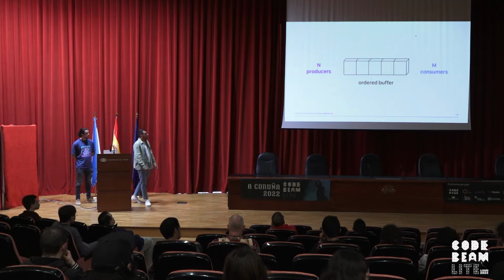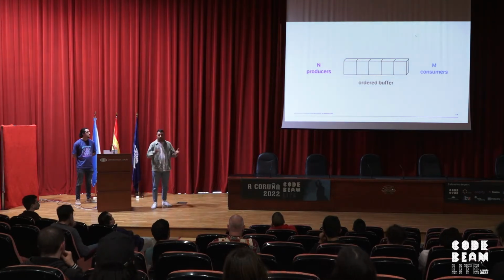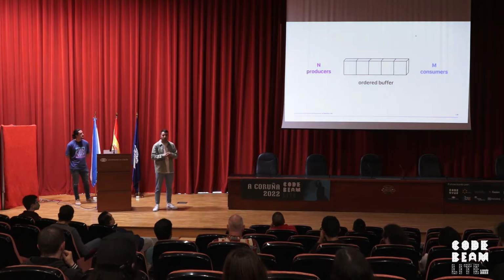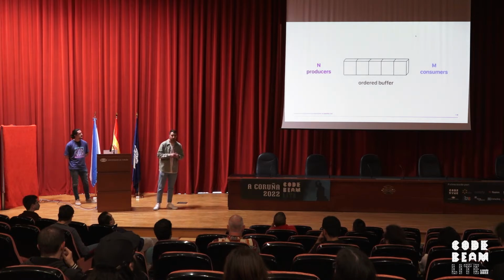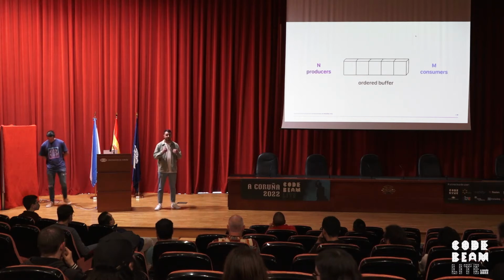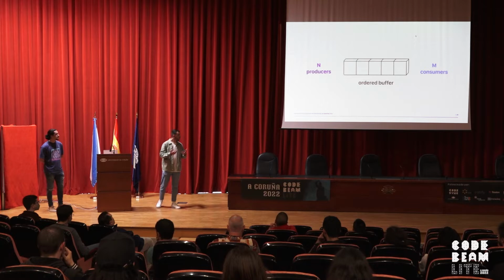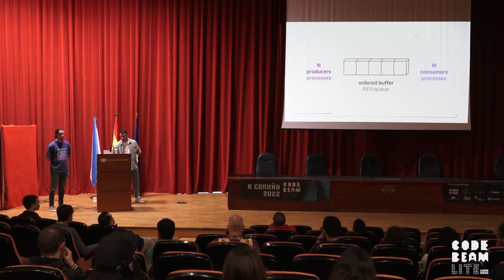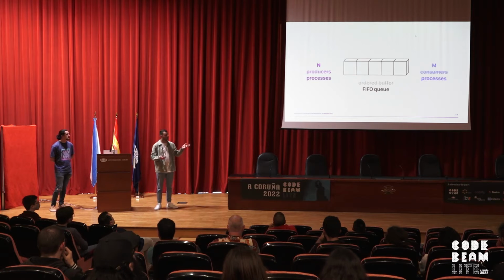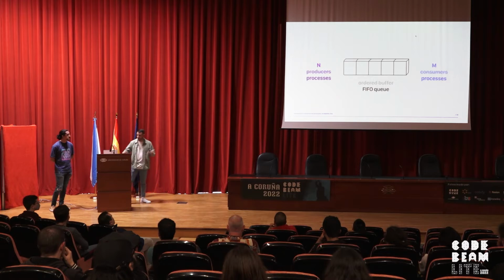All right, so imagine the well-known problem where you have a set of M producers, a set of M consumers, and you want to share data between them using a buffer. In this case, we are going to add an additional restriction, and we want our data to be consumed in the same order it was produced. We can model this by taking a set of M producer processes, a set of M consumer processes, and a FIFO queue, which is in fact an ordered buffer.